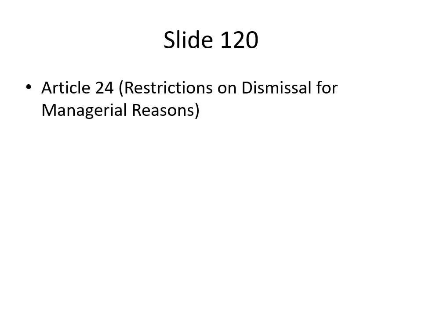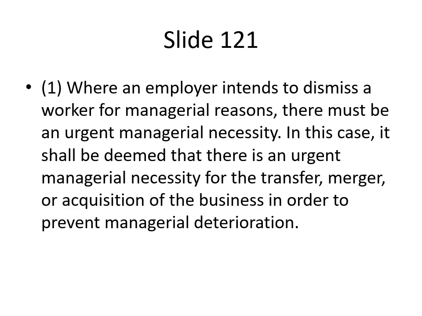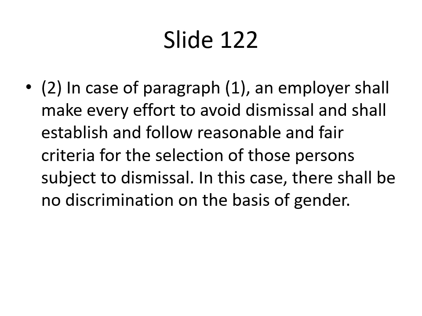Article 24. Restrictions on dismissal for managerial reasons. 1. Where an employer intends to dismiss a worker for managerial reasons, there must be an urgent managerial necessity. In this case, it shall be deemed that there is an urgent managerial necessity for the transfer, merger, or acquisition of the business in order to prevent managerial deterioration. 2. In case of paragraph 1, an employer shall make every effort to avoid dismissal and shall establish and follow reasonable and fair criteria for the selection of those persons subject to dismissal. In this case, there shall be no discrimination on the basis of gender.